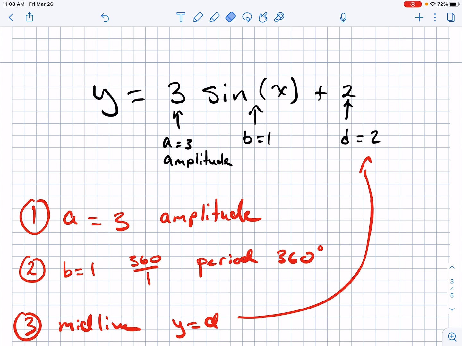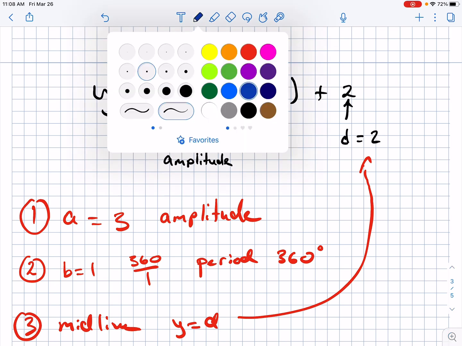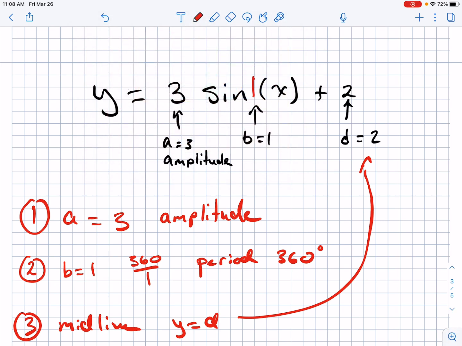Step 2 is to find the period, so we do 360 divided by b. There's no b value here, so I assume that the b value is 1 if there is no number in front of the parentheses. D tells me the midline of the graph, or if there was a line that went through the middle of our wave, it would be y equals d.